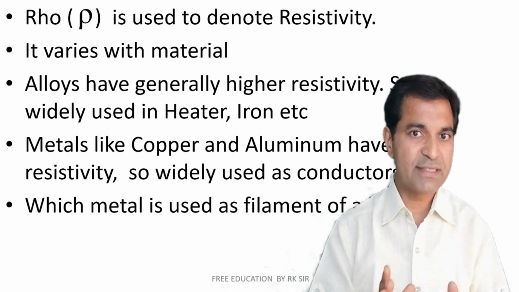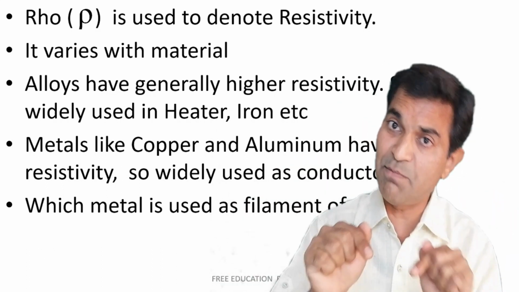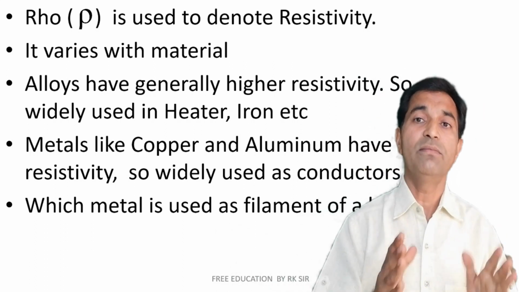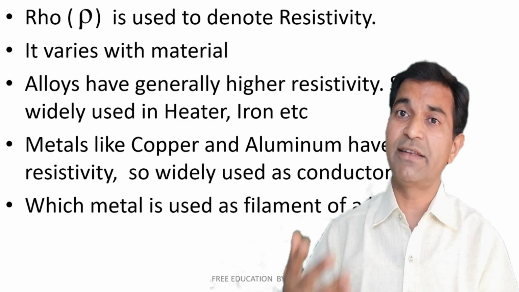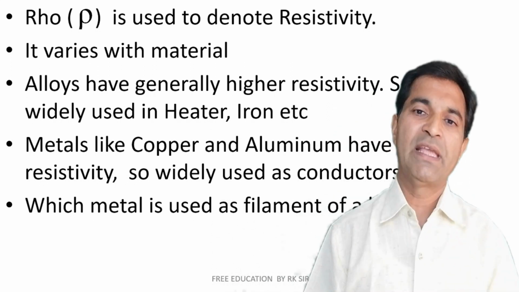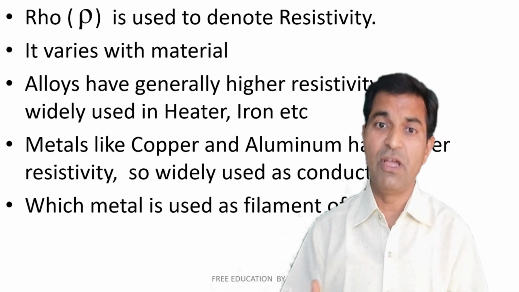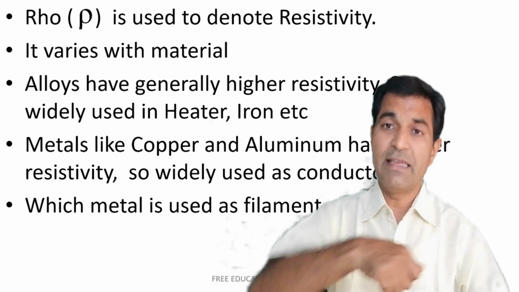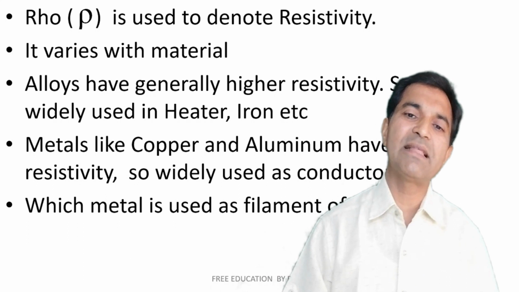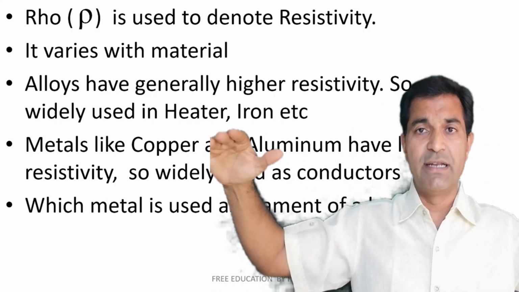As I already said, just like resistance, it also varies with the material but it remains the same for a material. Alloys have generally higher resistivity, so they are widely used in heater, iron. For example, nichrome, an alloy of nickel and chromium. It is having very high resistivity than nickel as well as chromium. So it is used in heater, electric iron for ironing the clothes, etc. But at the same time, metals like copper and aluminum have lower resistivity, so are widely used in conductors and wires.